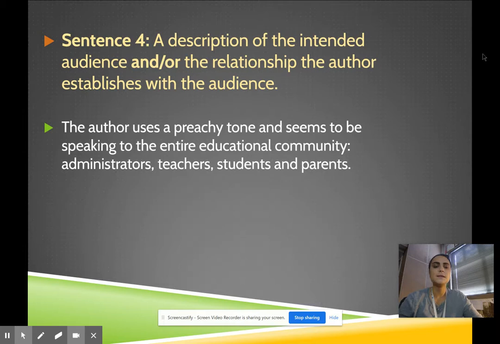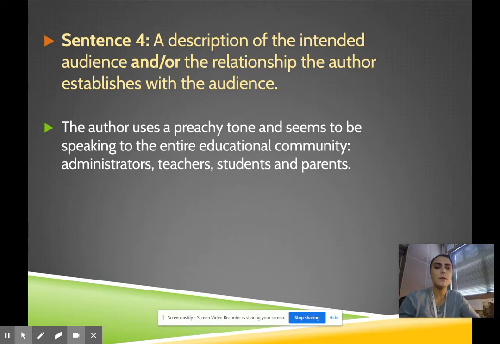All right. In sentence 4, you get into audience and tone. So this is where you really think about the rhetorical situation of the text. What was the setting? Who was the original intended audience for the piece? And what is the tone? How is the tone, or what tone is the author presenting within the text?